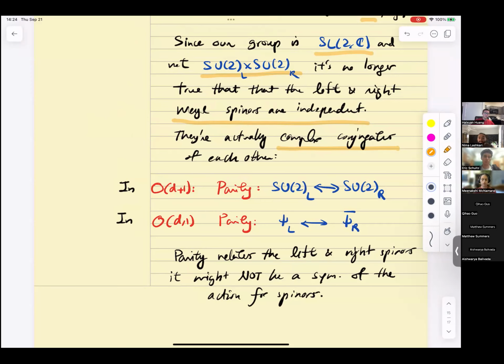Importantly, parity need not be a symmetry of the action you write down for spinors. This is very important. You could build a theory purely out of left-moving Weyl fermions.